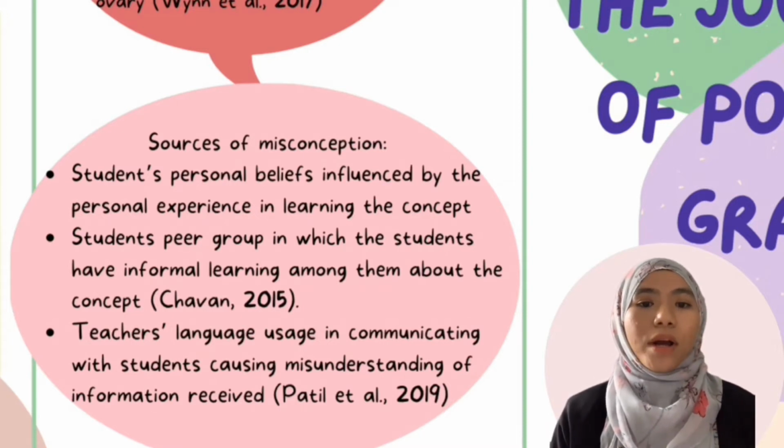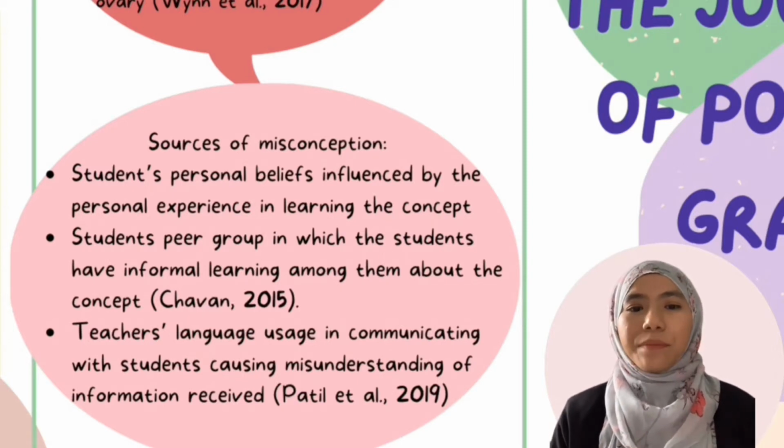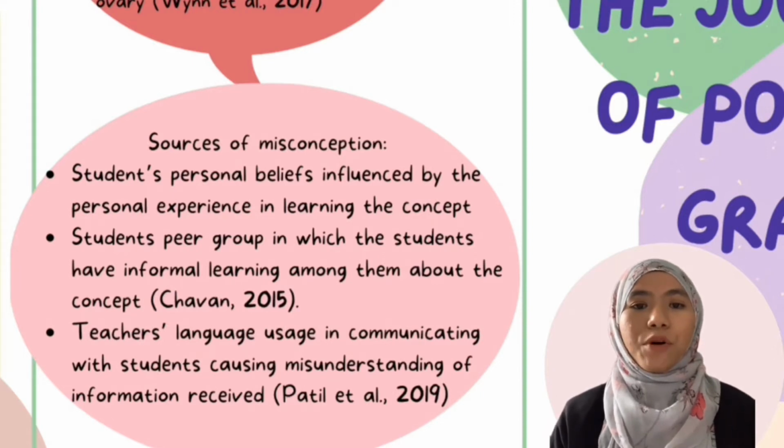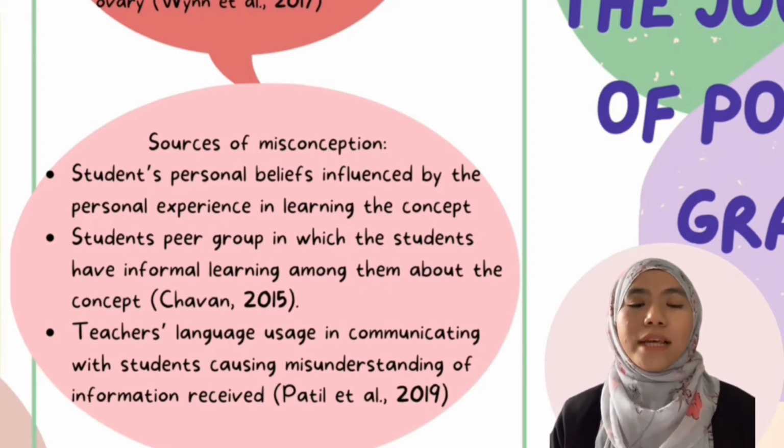The second one is the students' informal learning with their peer groups. We all know that peer groups can give a great influence to students' lives. In the learning process, any possible misinformation can form during their informal learning with their friends, and they also tend to believe their friends more than the teachers.